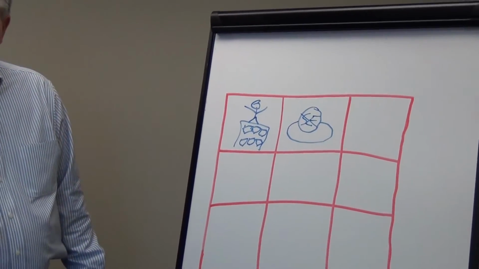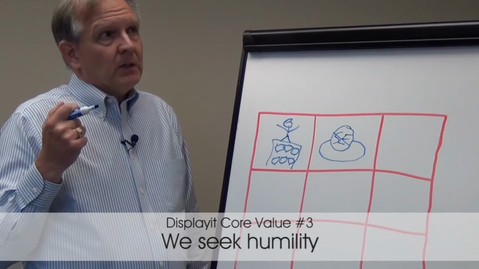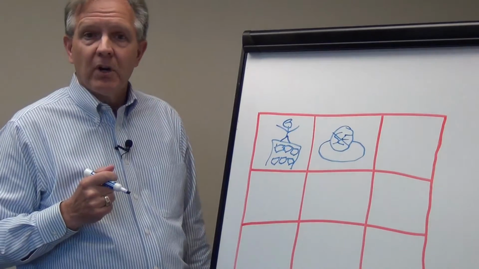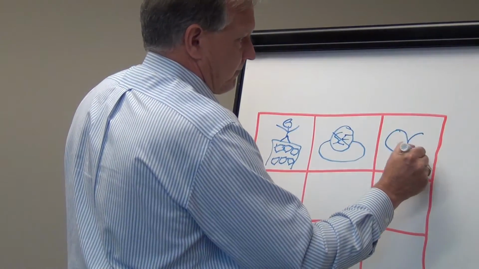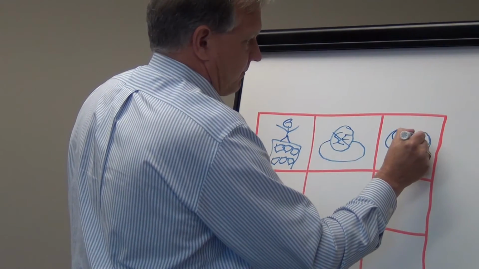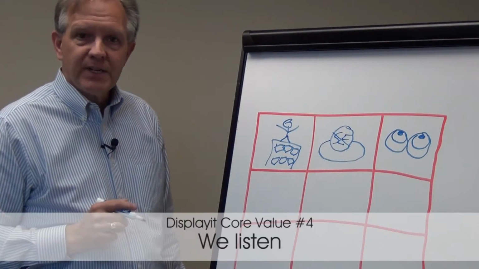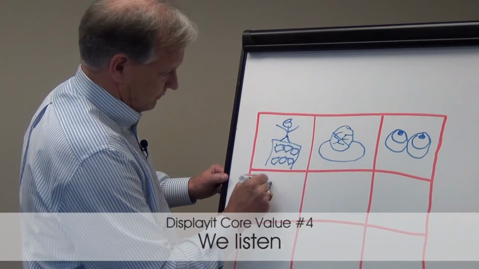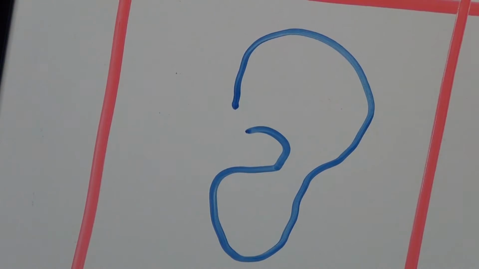Let's talk about our third one, which is we seek humility. Now, how could we remember that? Well, we don't want to look down on people. We want to, conversely, look up. So let's draw ourselves a couple eyeballs. We seek humility, and we also listen. Ears are hard to draw, so pardon me. We listen.